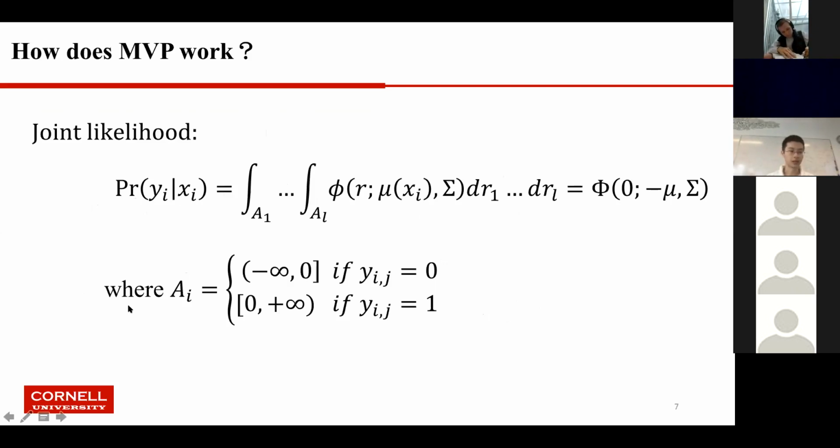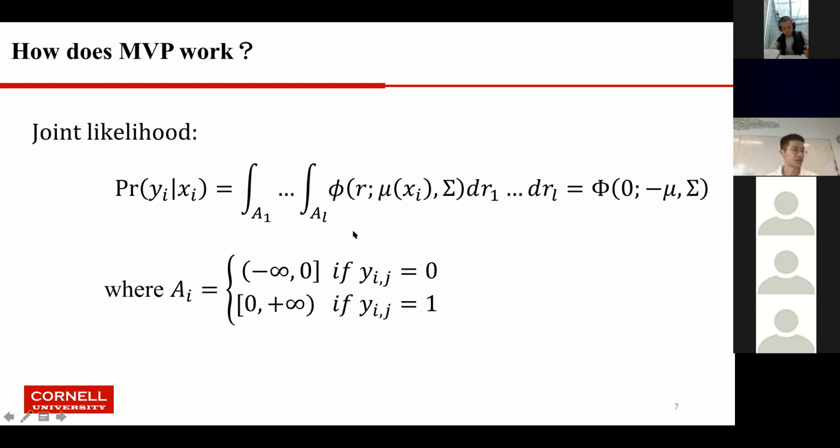Here the constraint space is actually a hypercube Ai, where when the jth label yj equals 0, the upper bound and lower bound on that dimension is minus infinity to 0, and if yj equals 1, it's 0 to infinity.